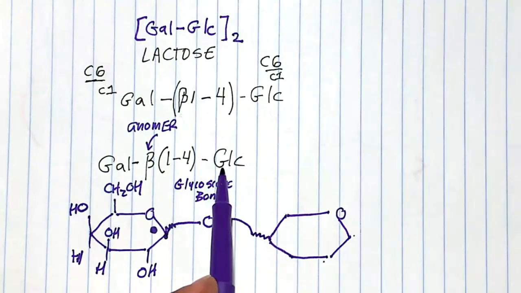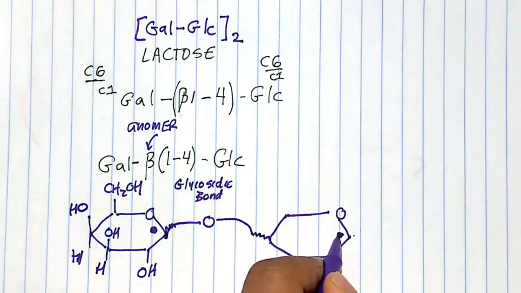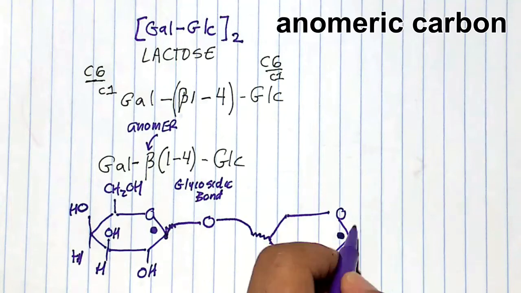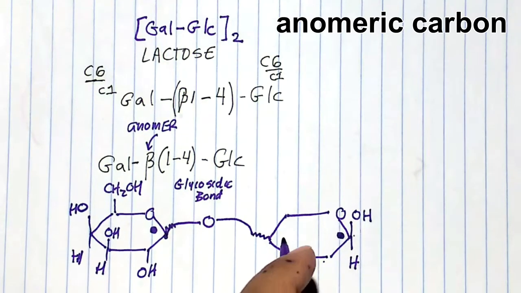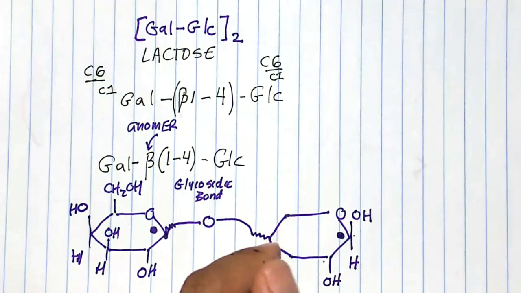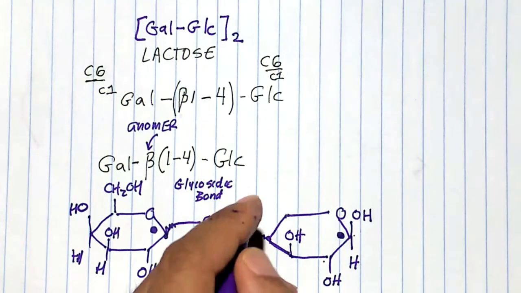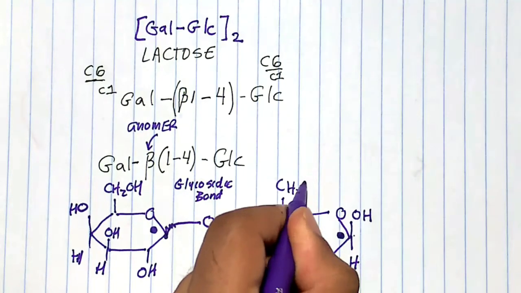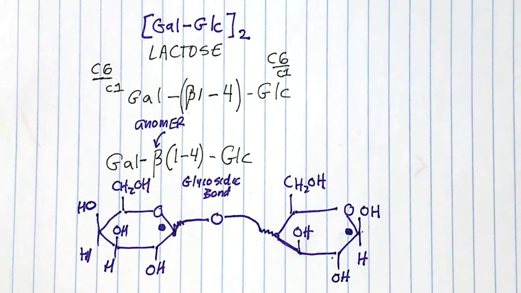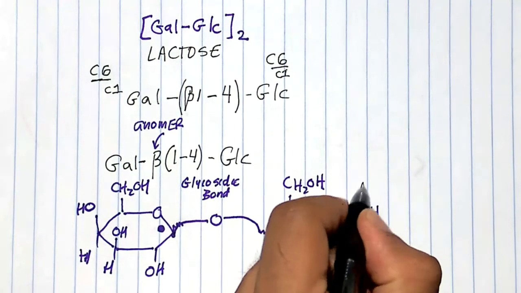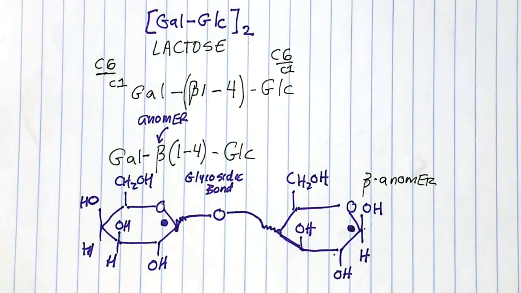With glucose. Now that glucose could either be in the alpha form or the beta form, because that is its anomeric carbon. I'll write it as the beta form. Everything else stays the same. Here I've written glucose as the beta form, but it could just as well be the alpha form, or the beta anomer is the right way to put it. So that is lactose.